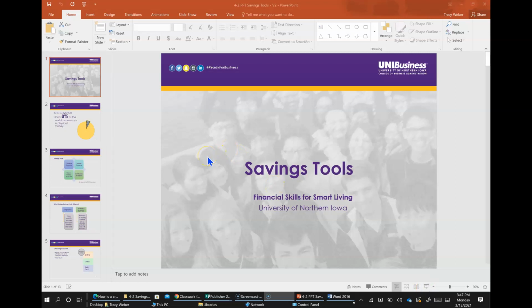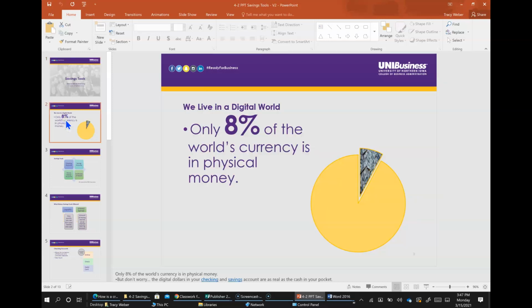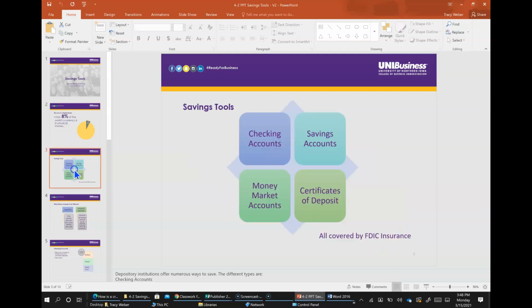Okay, so Unit 4, Lesson 2, we're going to focus on savings tools. Only 8% of the world's currency is in physical money. But don't worry, the digital dollars in your checking and savings account are as real as the cash in your pocket. The right savings account can help you make the most of your hard earned savings. Compare savings accounts side by side to find the right one.